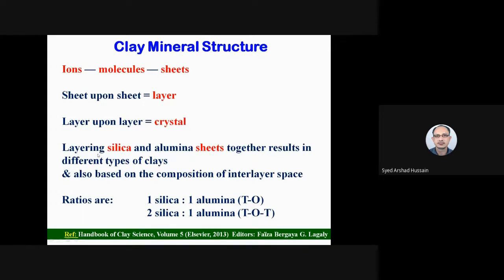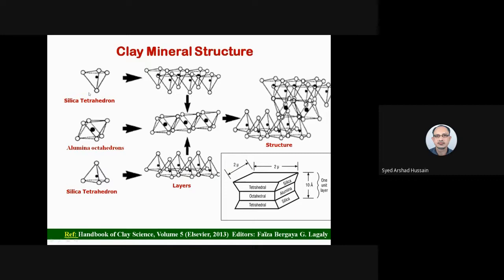So layering of silica and alumina sheets together results in different types of clay, and also based on the composition within the interlayer space. Here again, in this cartoon, you can see this is the silica tetrahedron, this is the sheet, this is the alumina octahedron, this is the sheet, and this is joined together to form the layer. And again silica, so this is a TOT, a clay layer of TOT type. So layer upon layer will form a crystal.